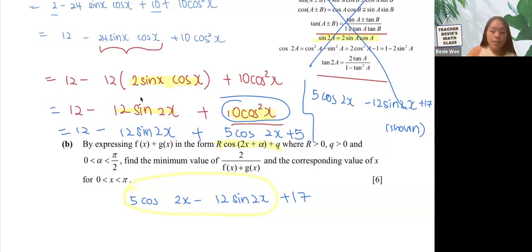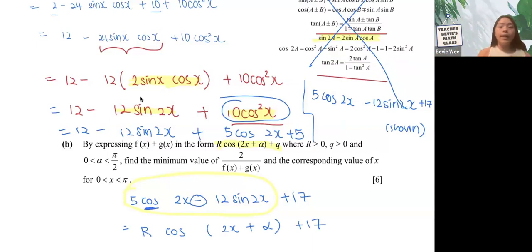So again, it starts from cos, so it's R cos 2x. If here it's a minus, here will be a plus. Then I add back the 17. The 17, just leave it out. My job is to find R and alpha.